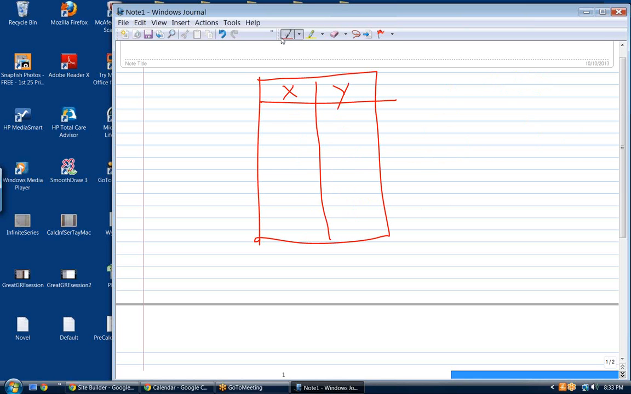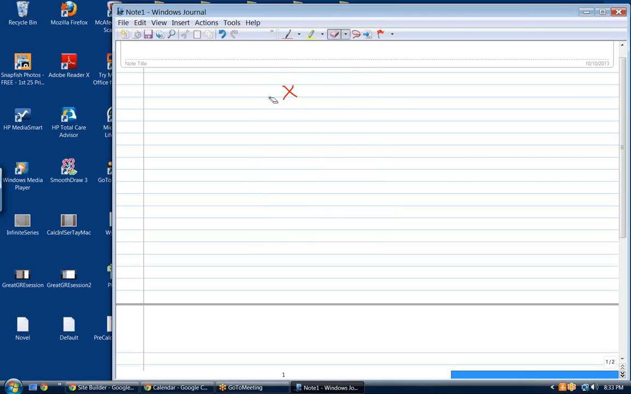Let me see if I can find a good one here that goes the same direction the whole way. All of them go different directions. Yeah, here's a good one from my book.